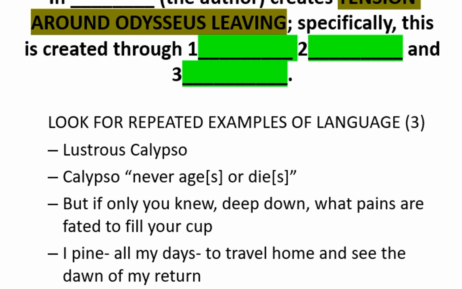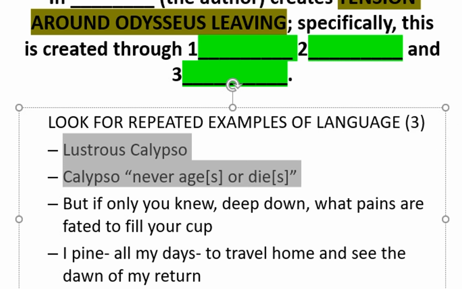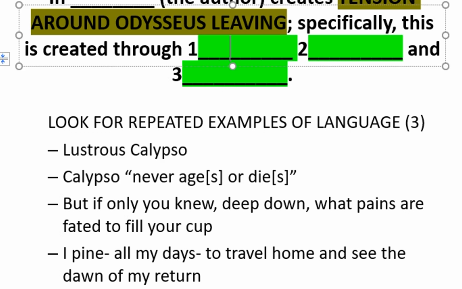So here I'm going to look for repeated use of types of language. You might want to get really broad, like, okay, I've got to find one way we see tension around Odysseus leaving. We see that conflict. I'm looking through my examples. Lustrous Calypso, Calypso never ages or dies. That's a little bit of a pattern, because these are both positive examples of word choice about Calypso. If I can find a 3rd example of positive word choice about Calypso, I have enough to establish a branch, and I do think that ultimately supports the tension around Odysseus leaving and that conflict.